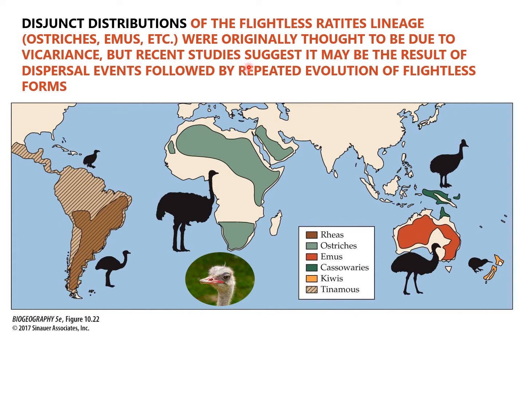But some recent studies suggest that it may actually be the result of dispersal events followed by repeated evolution of flightless forms. So basically, ancestors of this group could fly and disperse to these locations, and then over several repeated events, independently evolved flightlessness, basically lost the ability to fly.